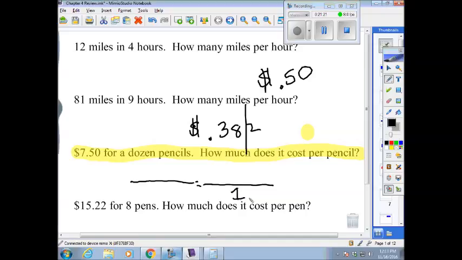I'm going to put a 1 there. Now I'm going to put my labels. Are we talking about per dollar or per pencil? Per pencil. So pencils on the bottom, money on the top. Now we put our fake ratio here, which is 750 for 12 pencils.